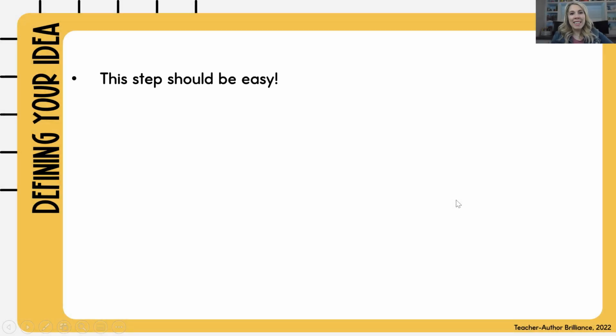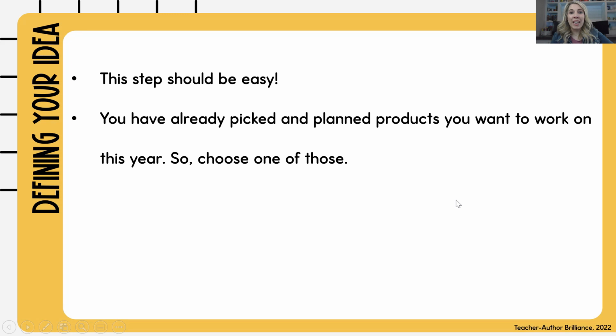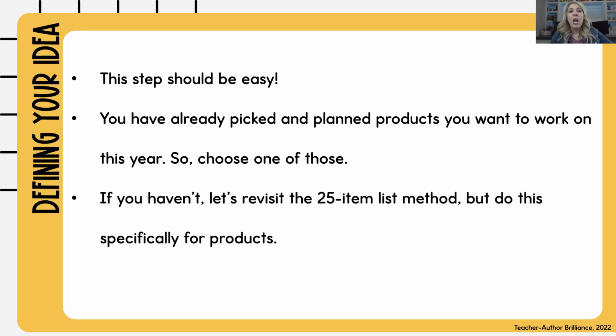This step should be easy. You should already have all your brilliant ideas mapped out if you've been going through the course modules. But if you don't have any ideas yet, go ahead and go back to that 25 list strategy. Make a list of 25 ideas you'd like to create for your brand and your store. Then circle the top 5 ideas. Those are your top 5 resource ideas you should be focusing on this year. And if you complete them, then you can move on to other items on the list or create a whole new 25 items list and start over.